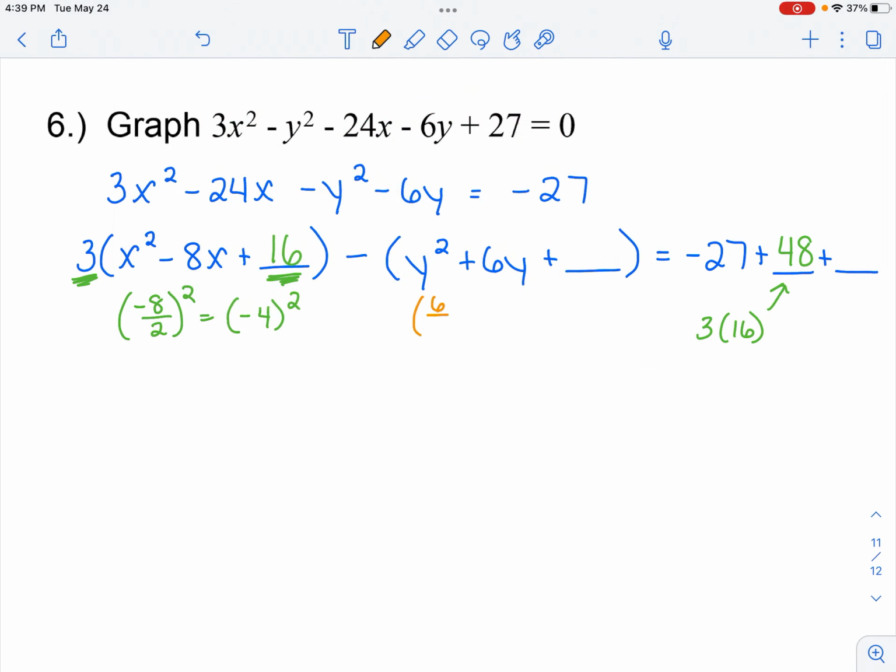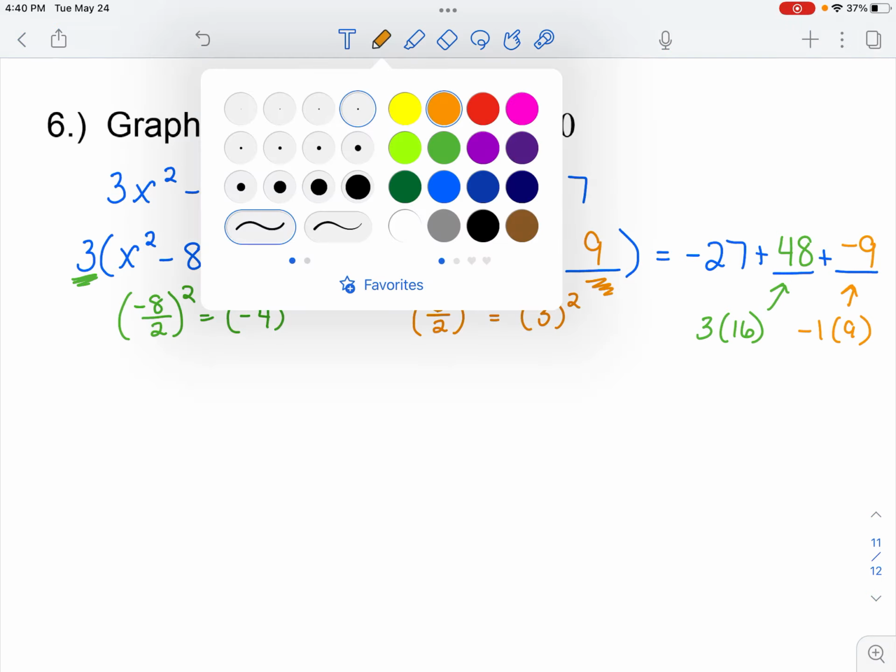So b over 2 squared is 6 over 2 squared, which equals 3 squared, which is a 9. Now on the other side, what am I going to put in that place? Well, it's going to be a negative 9. Why would I write plus negative 9? Well, it's because I have a negative 1 out in front times a 9, so I'm really doing negative 1 times 9. Remember, we have to balance, so we have to take the coefficients into consideration when we write the right-hand side.